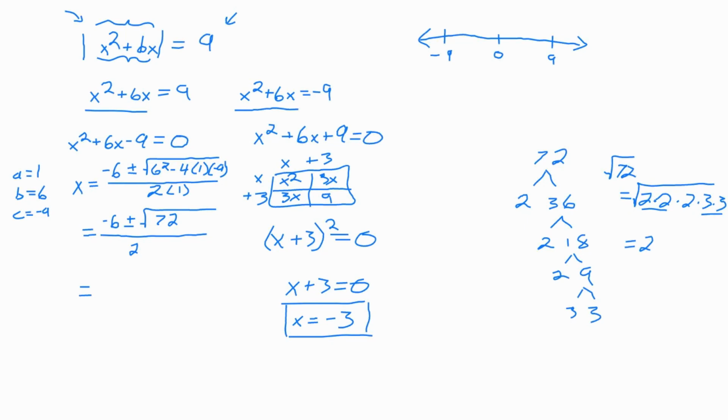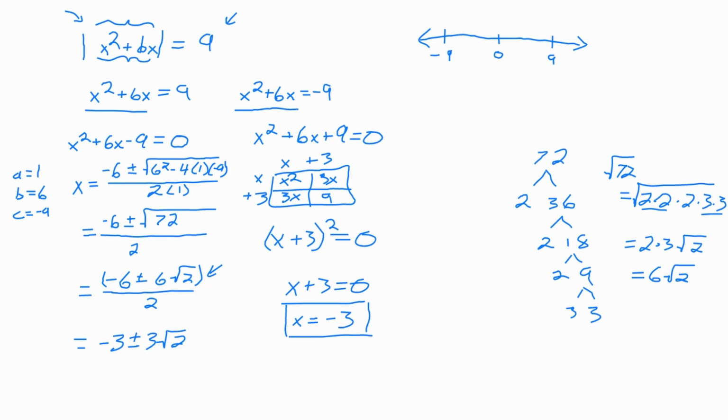So that would be a 2 and a 3, leaving a 2 behind. And that would be 6 square root of 2. So minus 6 plus or minus 6 square root of 2 over 2. Okay, and would you simplify the negative 6 with the 2 on the bottom? You need to simplify the entire top with the 2 on the bottom. Whenever you're dividing everything by 2, you need to divide everything by 2. Oh, okay. So then you would do negative 3 plus or minus 3 square root of 2.